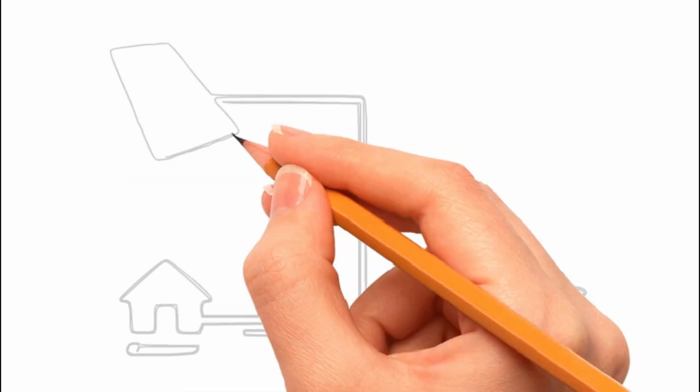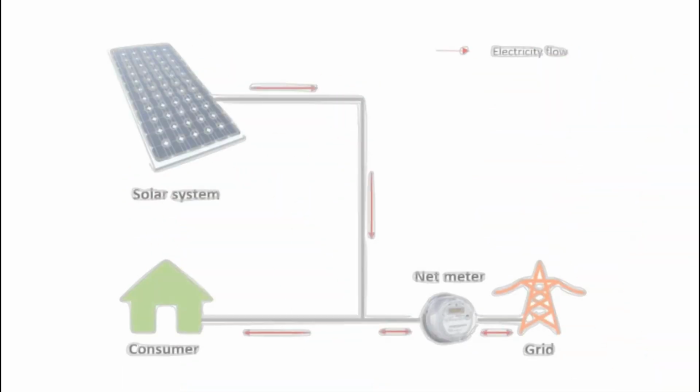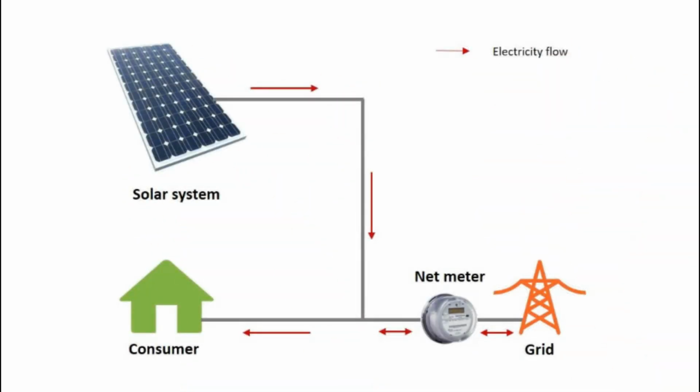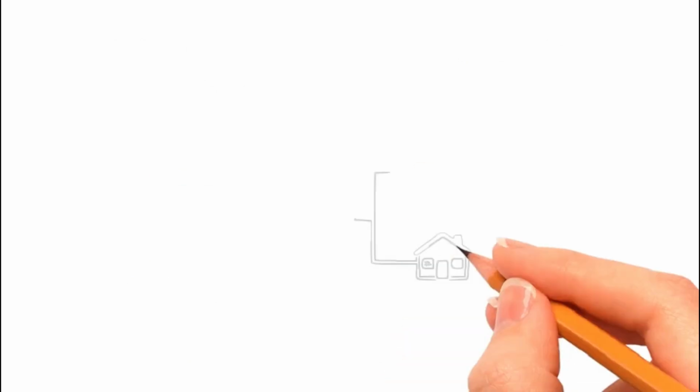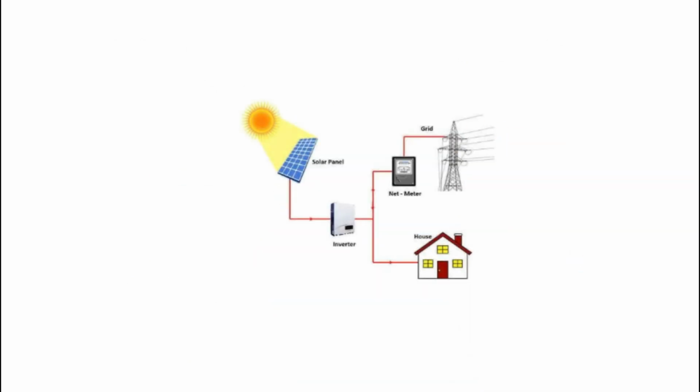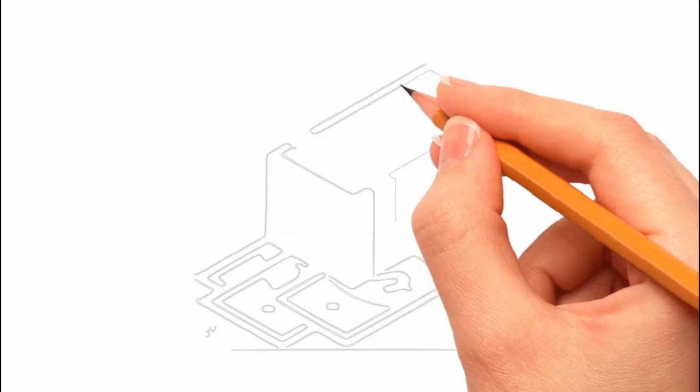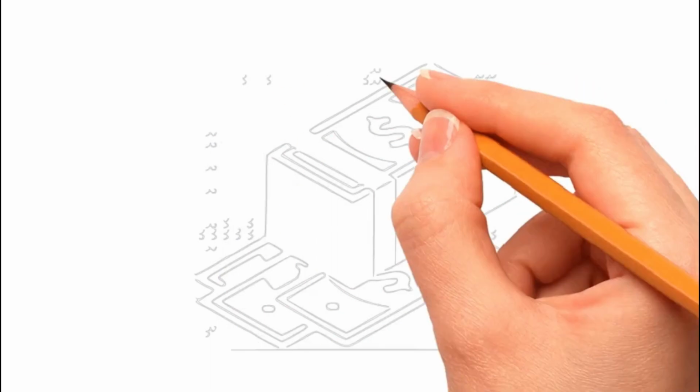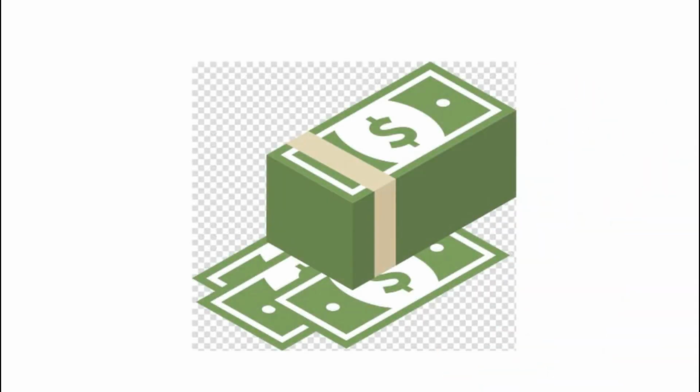Means when we take electricity from the government, this meter runs in the forward direction, and when we sell our electricity to the government, this meter runs in the backward direction. So friends, in this way the on-grid system works, and by using an on-grid system we can reduce our electricity bill. Or if you install a high capacity on-grid solar system, then you can also earn very good money by selling your extra solar energy to the government.